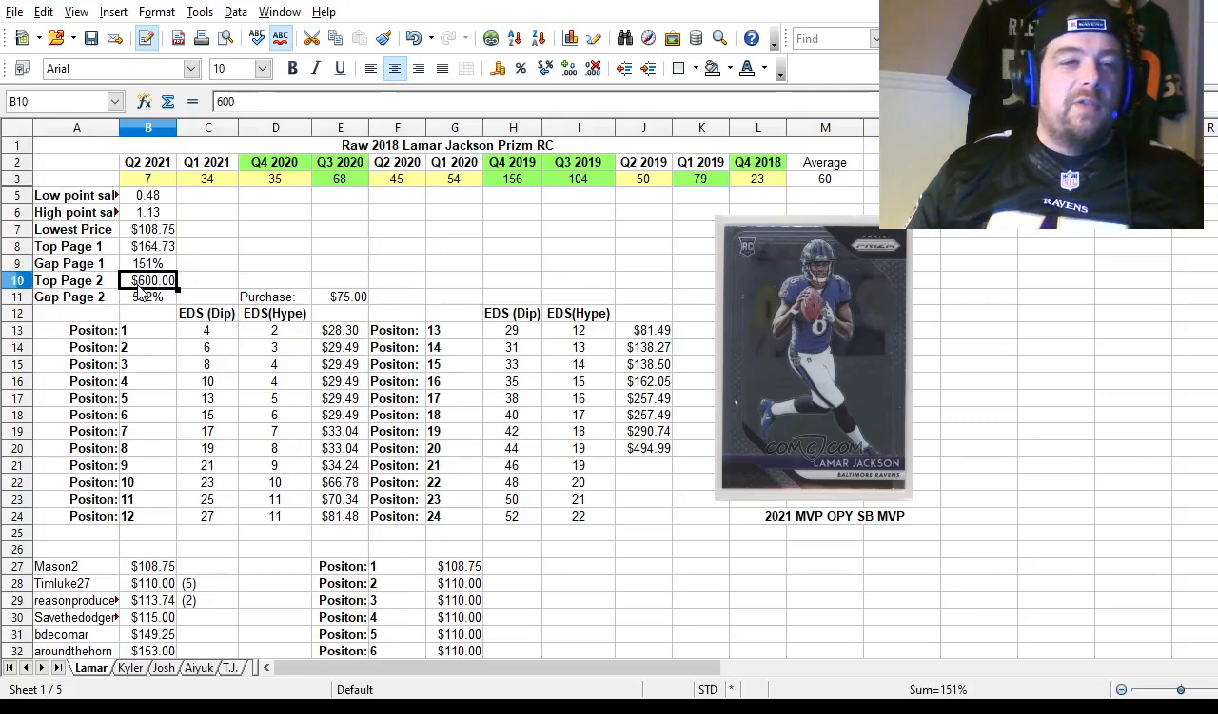So this is the top position, the last position on the page. For this instance, there are only 20 cards available, so this is position 20, but normally this would be position 24. And again, this is the percentage above the lowest price.